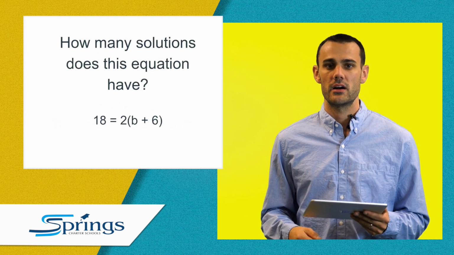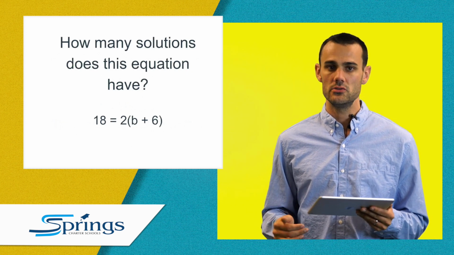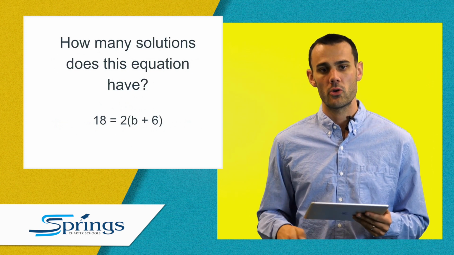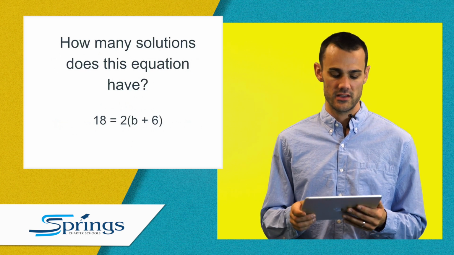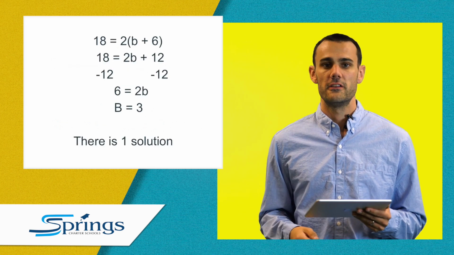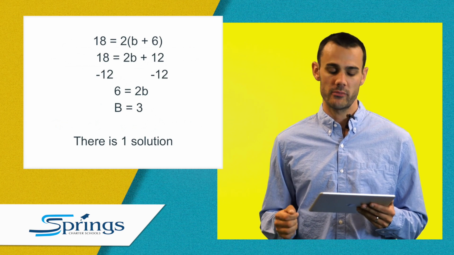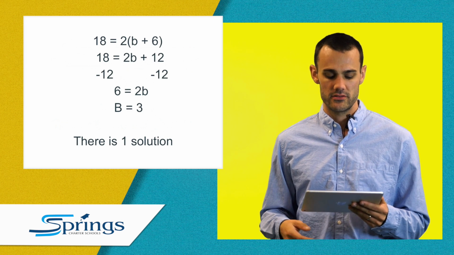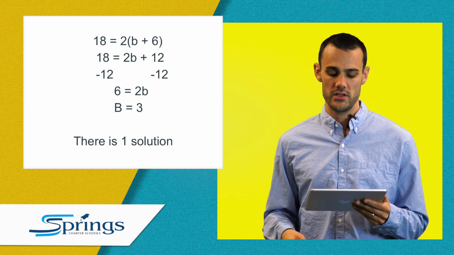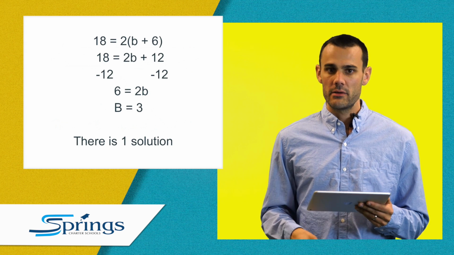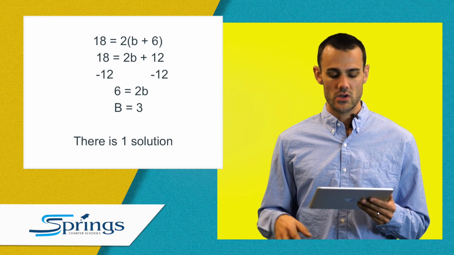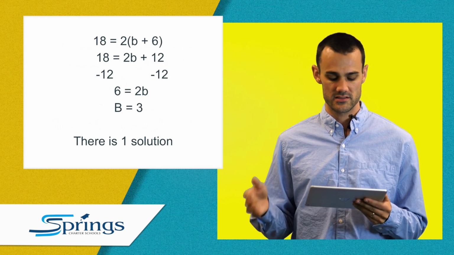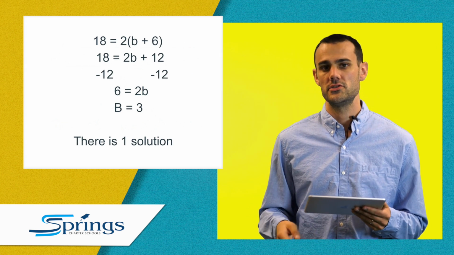Now here's a more complex problem that we can look at. 18 equals 2, parenthesis, b plus 6, close parenthesis. This is going to take a little bit more work to solve, but again, we'll see what type of solution we have at the end. The first thing we're going to do is distribute that 2 and multiply it by b and 6. That's going back to using the distributive property. So that results in 18 equals 2b plus 12. Now we can subtract 12 from both sides. 18 minus 12 is 6, and I subtract 12 from the other side. Positive 12 and negative 12 cancel each other out to make 0. So now I'm left with 6 equals 2b.